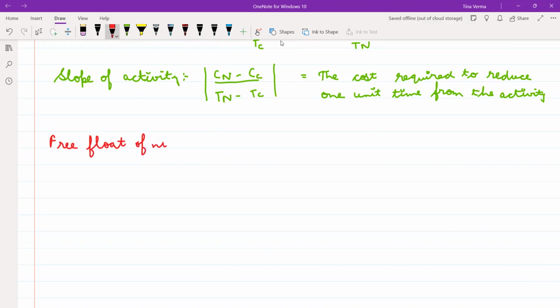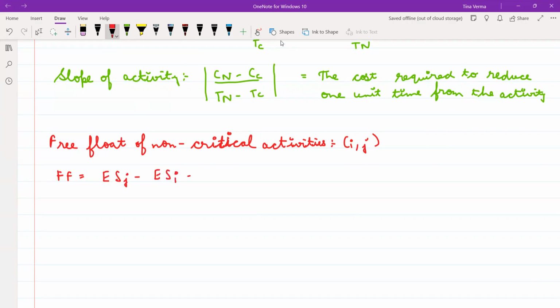The second last definition that you will use is your free float. Free float of non-critical activities. This you calculate as FF if you are talking about the ij-th activity. This is your ESj minus ESi minus tij.